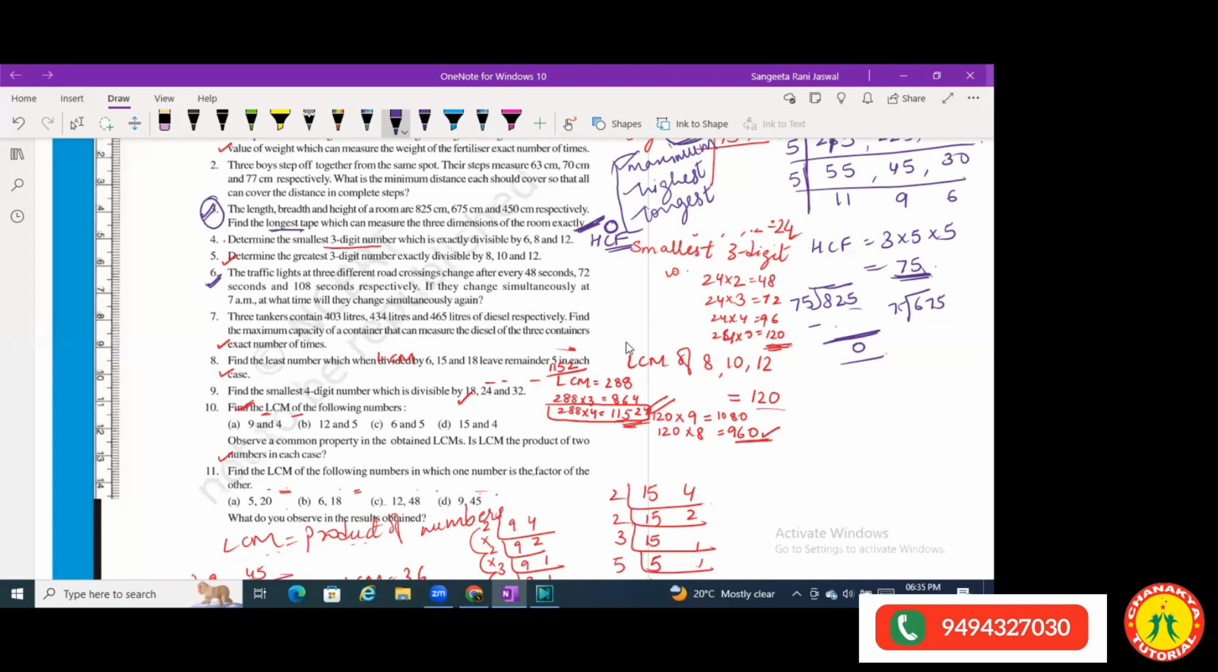The traffic lights at 3 different road crossings change after 48 seconds, 72 seconds, and 108 seconds. Now, if they change simultaneously at 7 a.m., coincidentally it is happening that they change together at 7 a.m. At what time will they change simultaneously again? When will that coincidence happen again? Are you understanding the question?